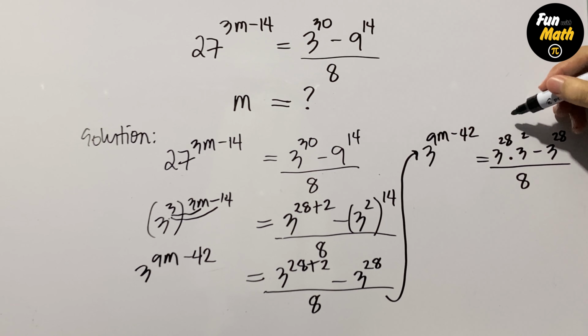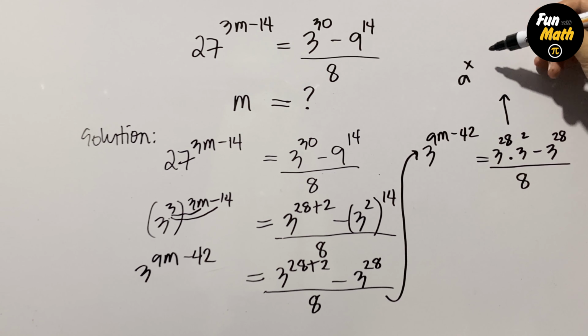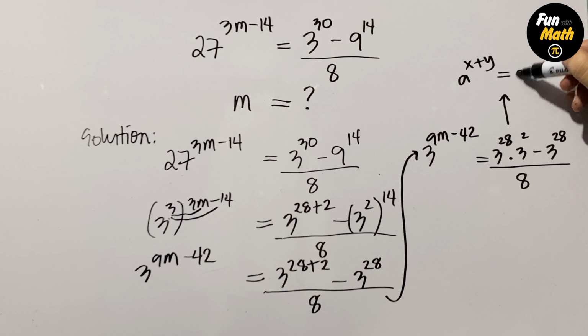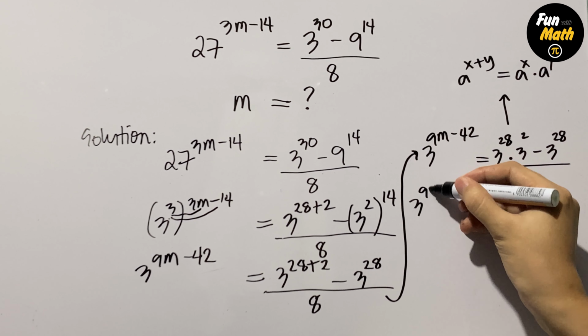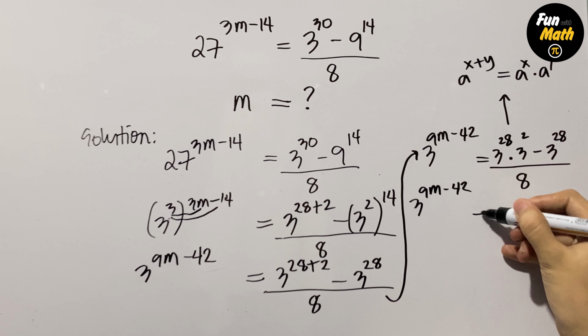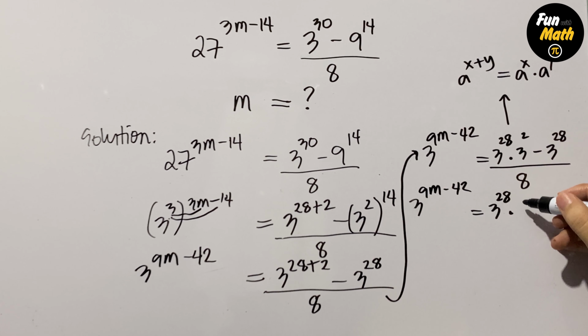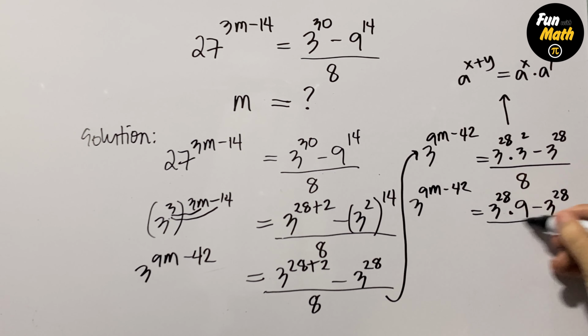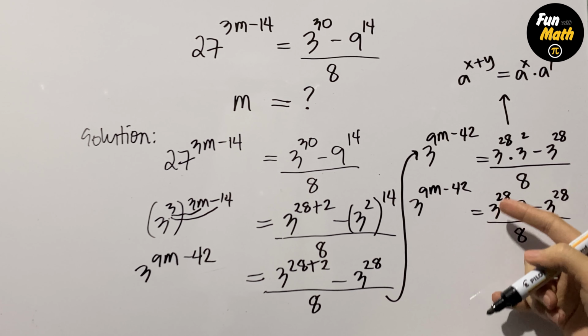So for this one, the rule that I am following is a to the power of x plus y is equal to a to the power of x times a to the power of y. And then moving on, that is 3 to the power of 9m minus 42 equals 3 to the power of 28 times 3 squared, that is equivalent to 9, minus 3 to the power of 28, over 8. Now for this, we can identify the common. The common is 3 to the power of 28.